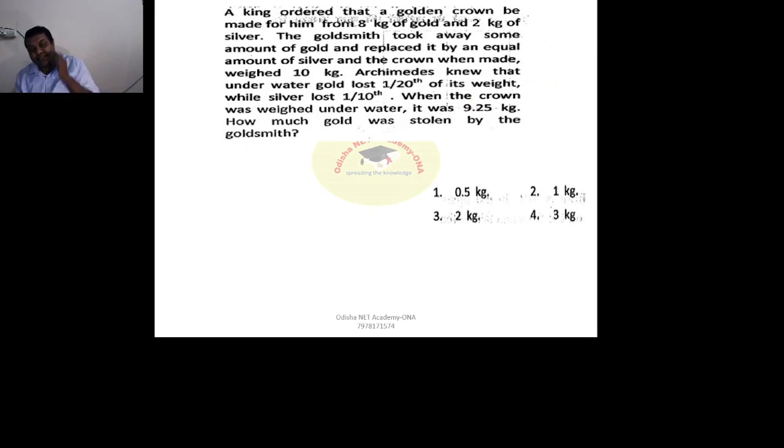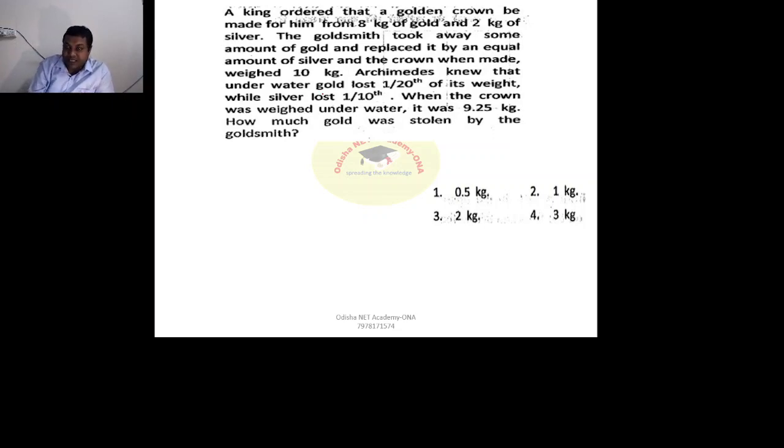That is another interesting question. A king orders that a golden crown be made for him from 8 kg gold and 2 kg silver. The goldsmith took the order, but there is a chance of gold being stolen by this goldsmith. So you have to find out how much gold was stolen by the goldsmith.